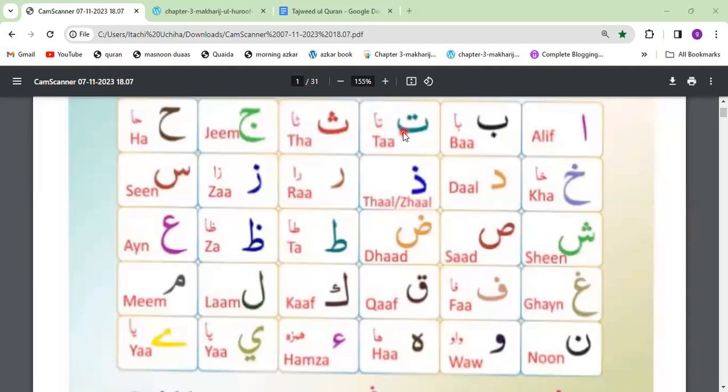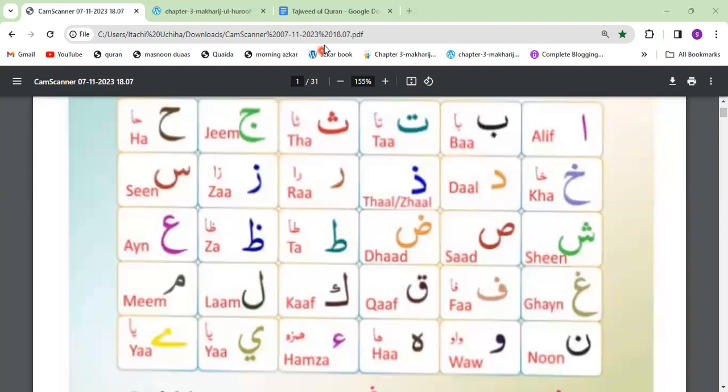Ta is going to be pronounced by touching the tip of our tongue with the roots of our front two teeth, right? Ta, say it, ta. Then we have Sa. We have to use the tip of our tongue again, and we have to connect it with the tip of our front two teeth. Sa, say it, sa.